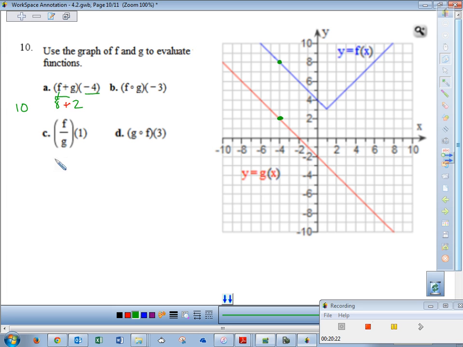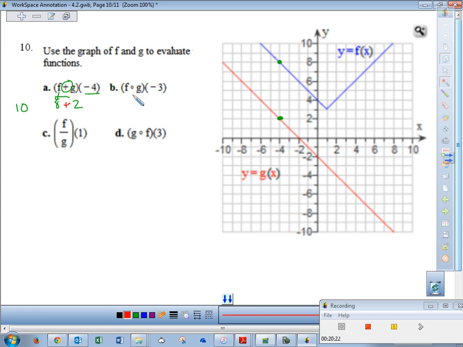Now I want to slow down and realize what I did. I just did each one individually. I figured out f of negative 4, and I figured out g of negative 4, and I did the operation. When they give you operations, you just treat them separately every time. Cool?